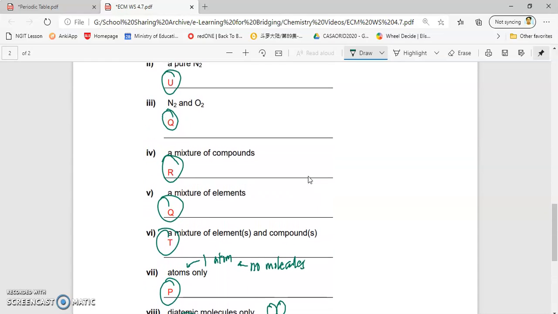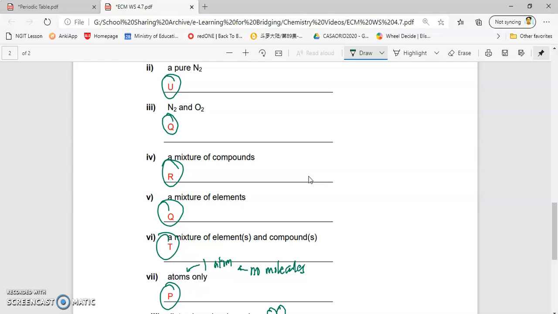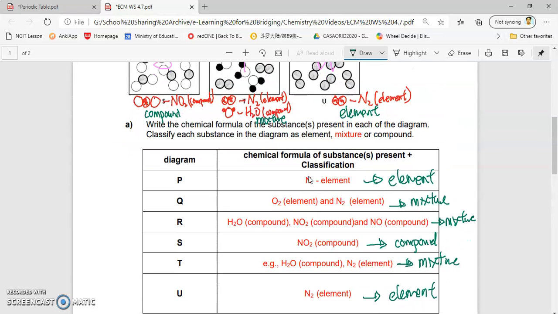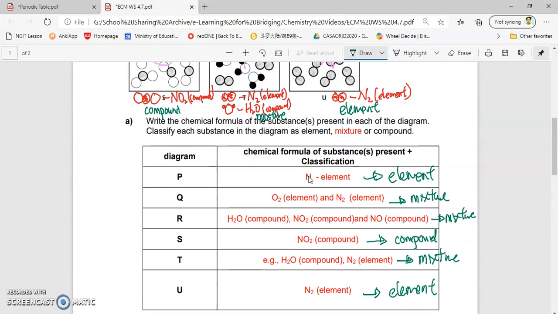So I hope now you're able to differentiate based on drawings. Okay, you realize that you cannot be so fixated on this confirmed mixture, confirmed compound kind of thing. You need to know how to classify the overall substance. Okay, that's all from me.